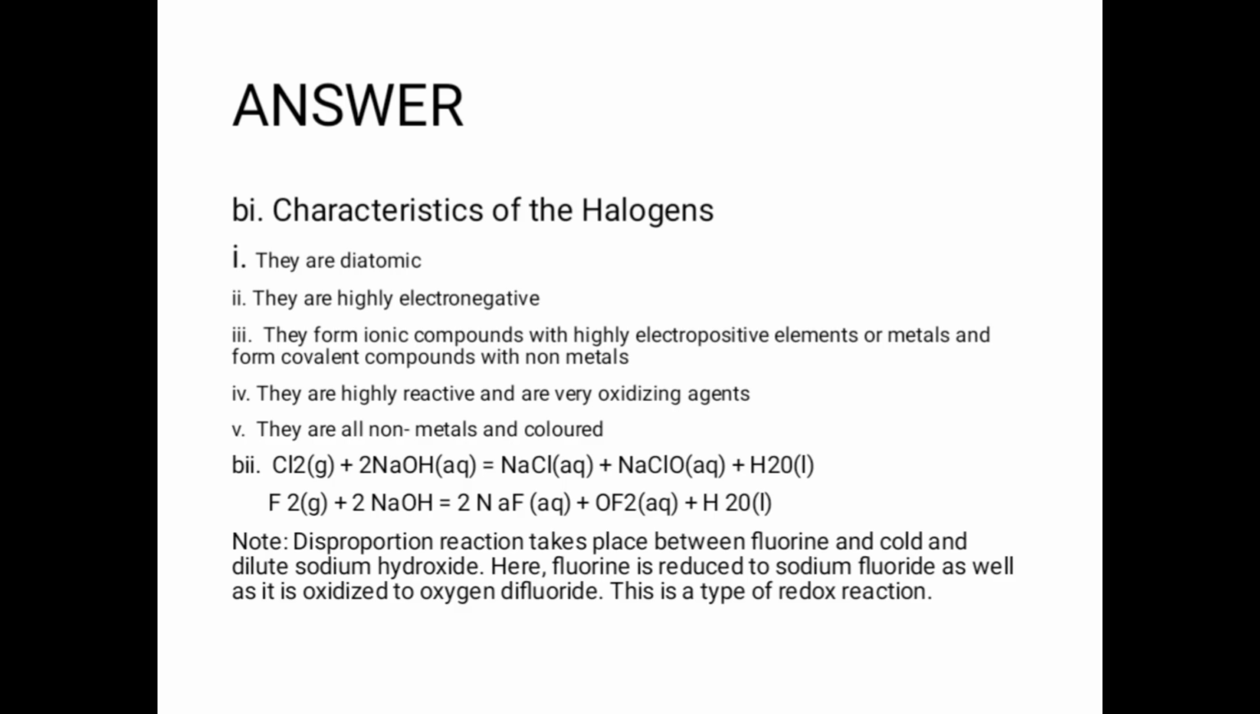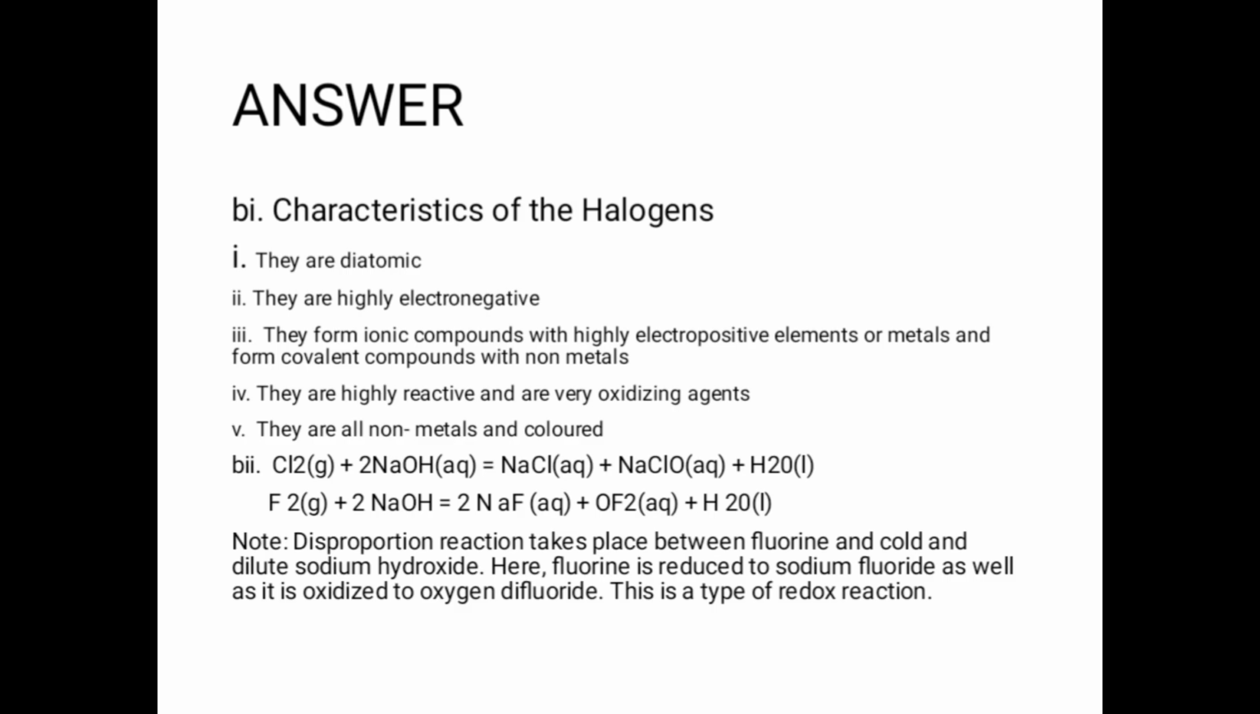So the question says you just write 3. So you can pick any 3 from there if you are writing that question. Then number 2, you have the question: the reaction between chlorine and sodium hydroxide. It will give us NaCl, sodium oxochlorate 1, and then of course water. That is what it will give us.